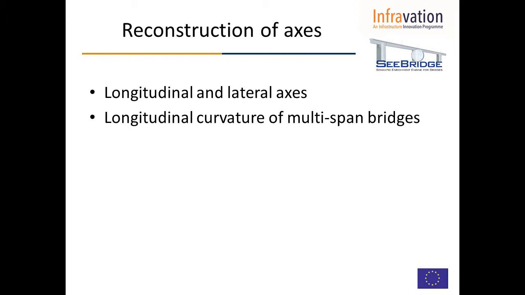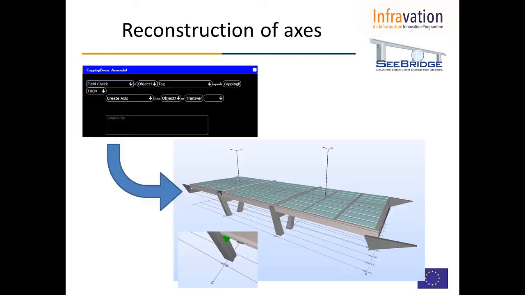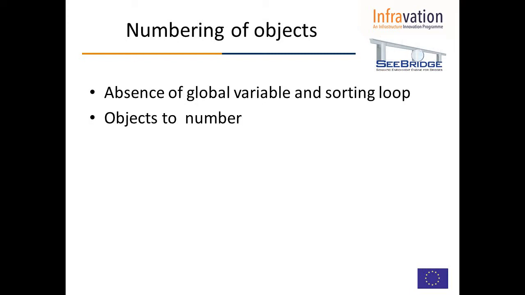In addition, we have an algorithm that extends the axes, numbers them, and makes them follow the longitudinal curvature of the bridge if it appears. Here we can see a simple rule that creates a lateral axis where our capping beam appears and numbers it as C. We need to number the objects so it will be easy to understand what object we are referring to.